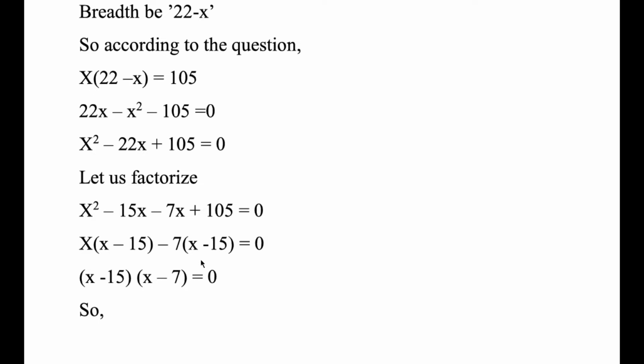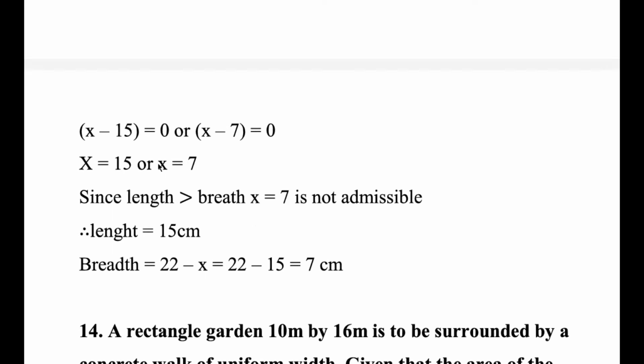Each and every sum, the system is the same. Just follow the system, copy the system, not copy the sum. So it will be coming x minus 15 into x minus 7 is equal to 0. So ultimately x will be equal to either 7 or 15. Since length is greater than the breadth, 7 is not possible or admissible. So length will be 15 centimeter, breadth will be 22 minus x is equal to 22 minus 15, is equal to 7 centimeter.